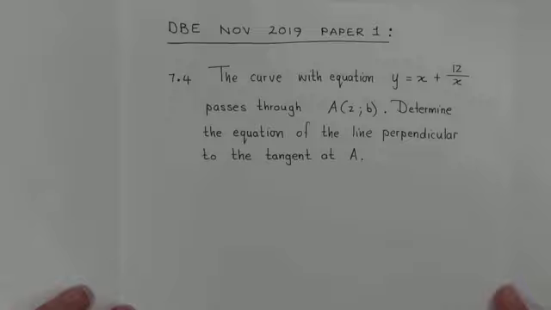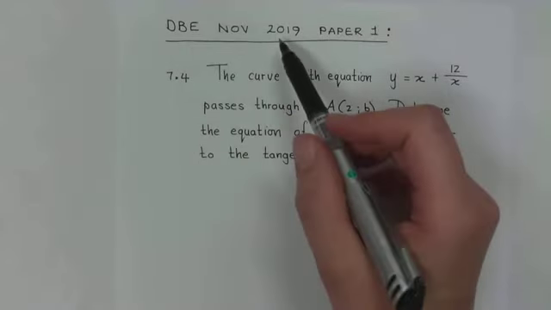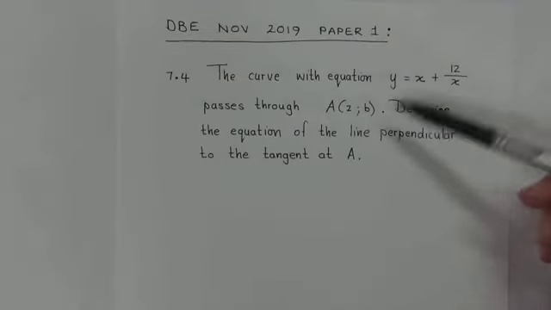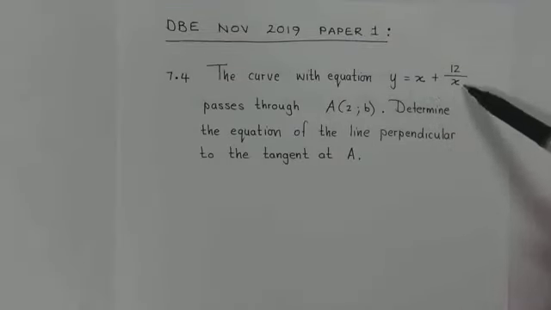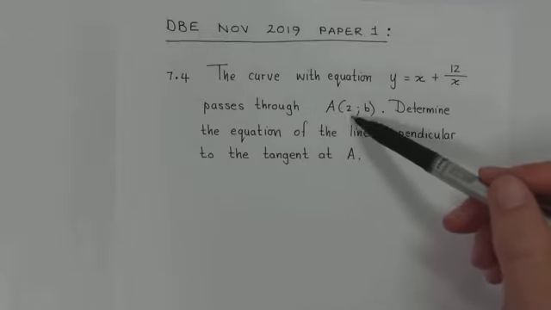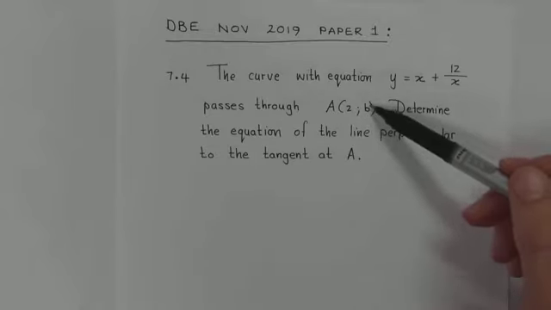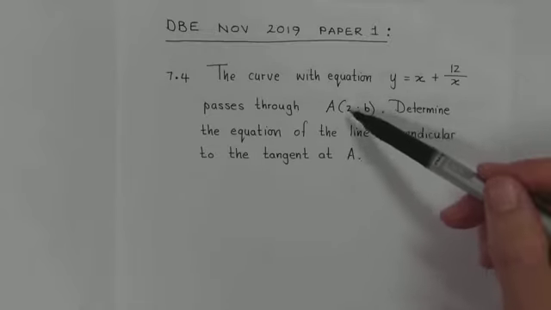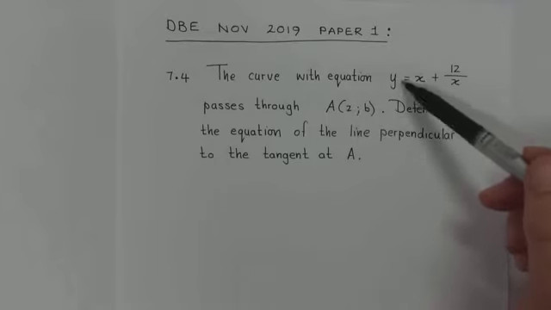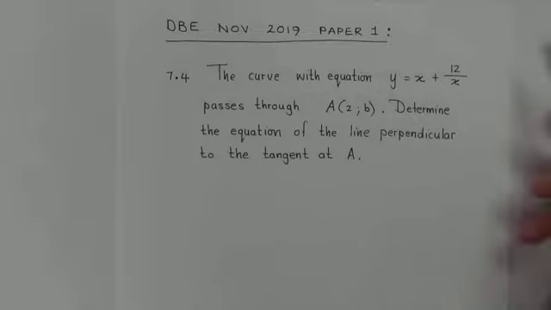Right, so this particular example is from the Department of Basic Education. It was their November 2019 paper 1, and it gave you the curve with equation y is equal to x plus 12 over x passes through the point A, and A has got the x coordinate of 2. They don't tell me what the y coordinate is, but we now saw in the previous example, if I want a y coordinate, I just have to sub the x coordinate into the original function. I mean, it's even telling me over there, if you want the y coordinate, sub it in there, and that will give you the y coordinate.